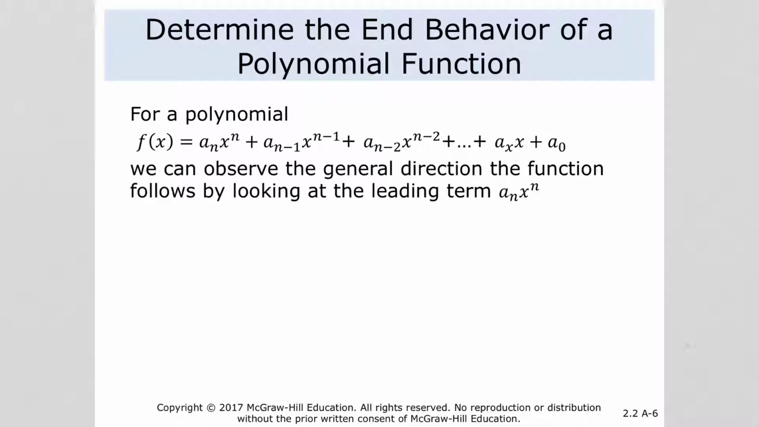And a polynomial for us has any degree possible. So a sub n times x to the n, n could be 1 or 2 or 3 or 4 or anything, and it will decrease in degrees as we move to the right.